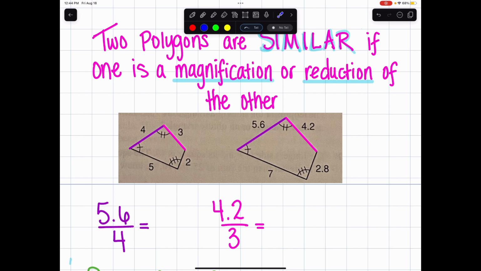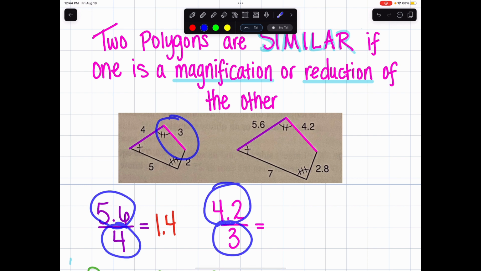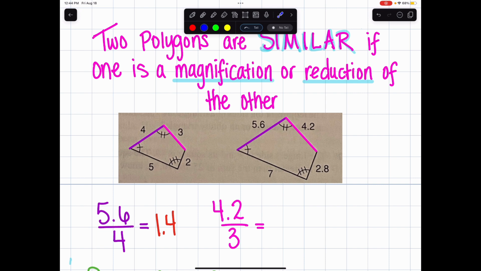So if I'm going from big to small, then 5.6 corresponds to 4. And if I do the math there, 1.4. Now they all have to be proportional if they're similar. So let's look at another side. How about the pink side? 4.2 is to 3 in the same way that 5.6 is to 4. So if I do the math there, 4.2 divided by 3, I have to get 1.4. And that would be true of all of them. 2.8 over 2 is the same as 1.4. 7 over 5 is the same as 1.4.